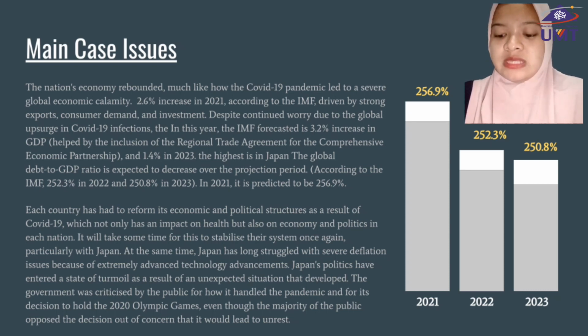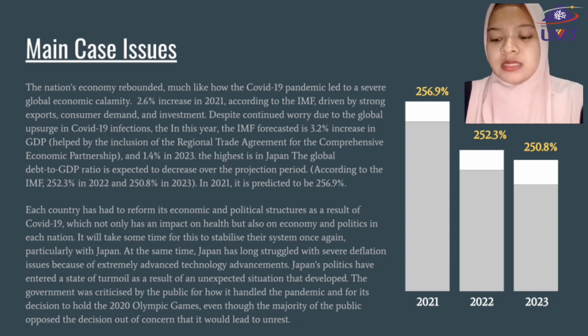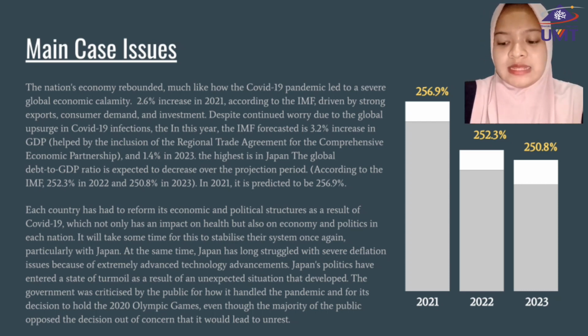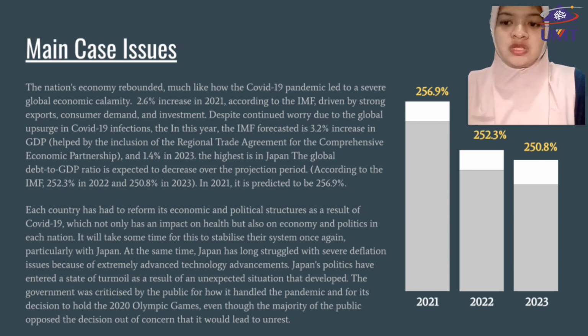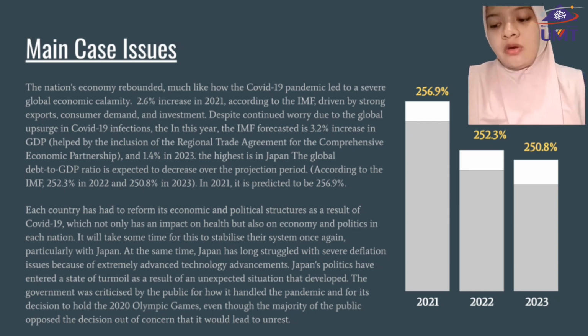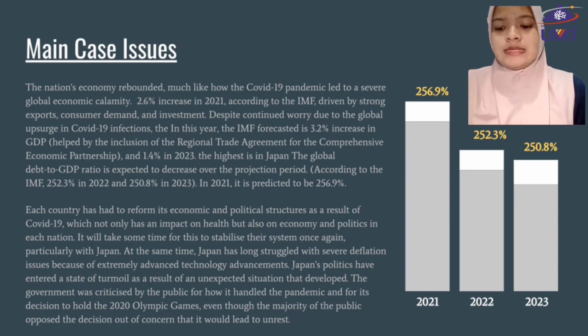Japan's economy eventually hit its lowest point ever after collapsing and stagnating as a result of COVID-19. In other words, the Japanese economy is currently in its most dire state ever. The nation's economy rebounded, even as the COVID-19 pandemic led to a severe global economic calamity, with a 2.6% increase in 2021 according to the IMF, driven by strong exports, consumer demand and investment.